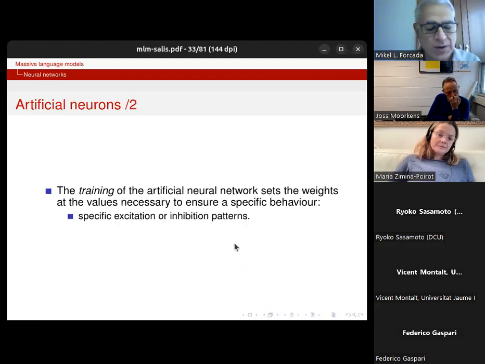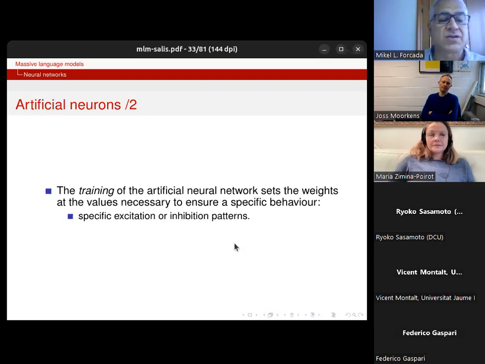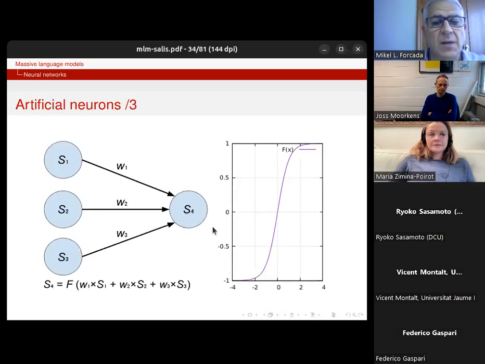In fact, when you have a neural net and you make that neural net do some particular task, you want that neural net to have a specific behavior, specific patterns of excitation and inhibitions. So that's the training. What training does is it sets the weights so that the neural network behaves in a particular way. So there's a couple of graphs showing.